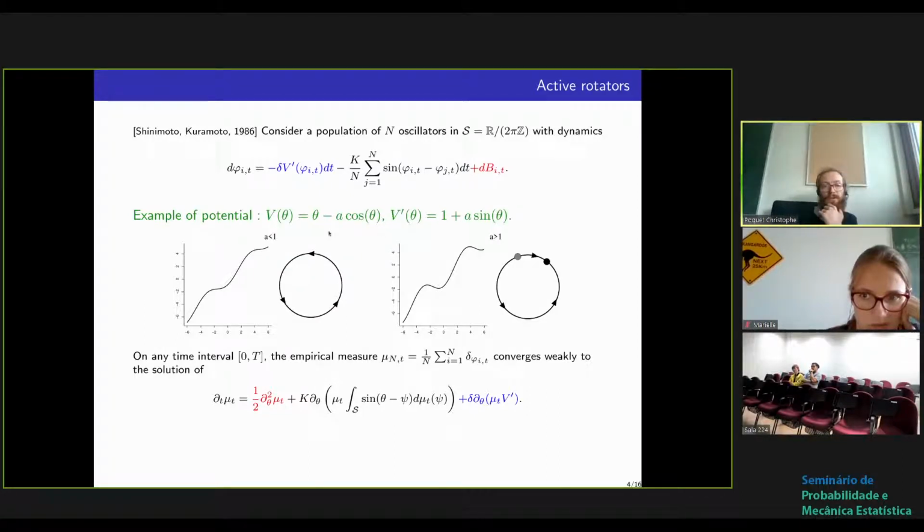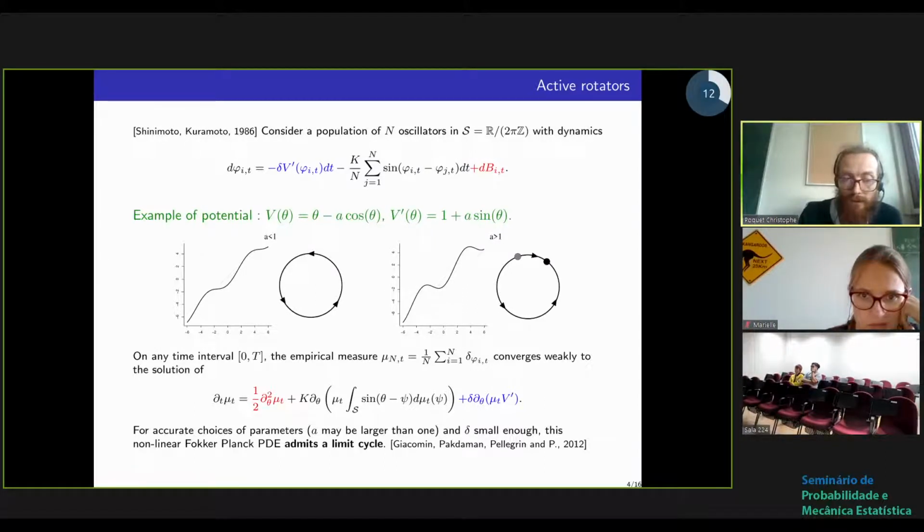What Shinomoto and Kuramoto did in the 80s, they made numerical simulations, and they showed that there were choices of parameters, meaning choices of a and delta here, such that you had periodic behavior for the whole population. And in fact, what we did in 2012, myself with Jean-Baptiste Jacomin, Khashayar Pakdaman, and Xavier Pellegrin, is that we could prove that for this PDE, if you take the parameter delta small enough, there is some limit cycle, some periodic solution.